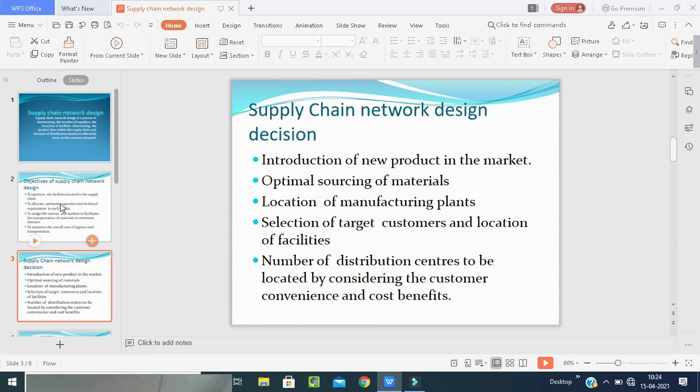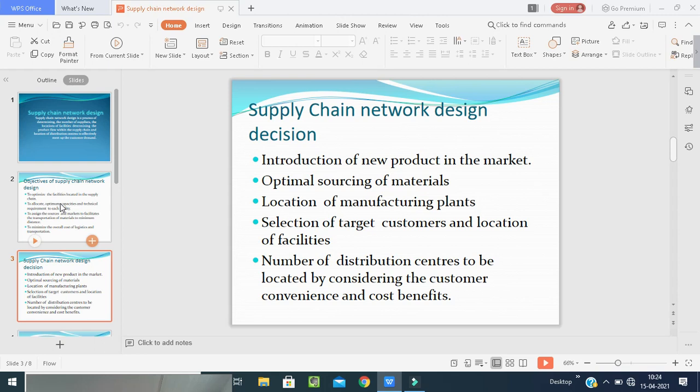Next, selection of target customers and locations of facilities. Number of distribution centers to be located by considering the customer convenience and cost benefits. All these things will come under the decisions of supply chain network design.